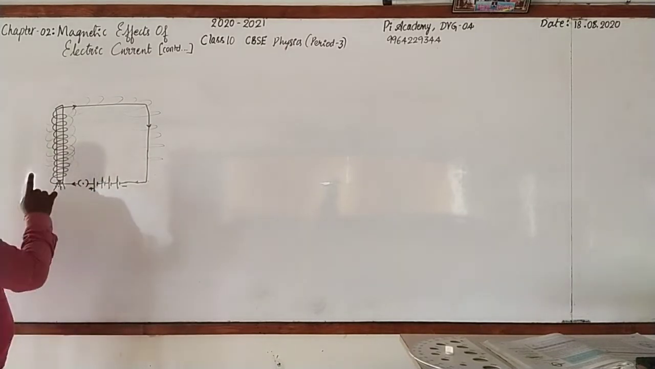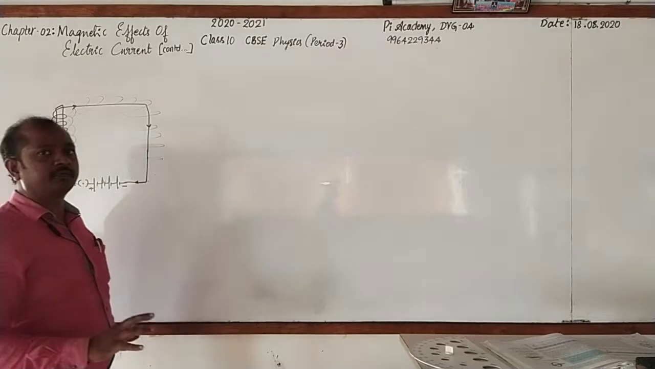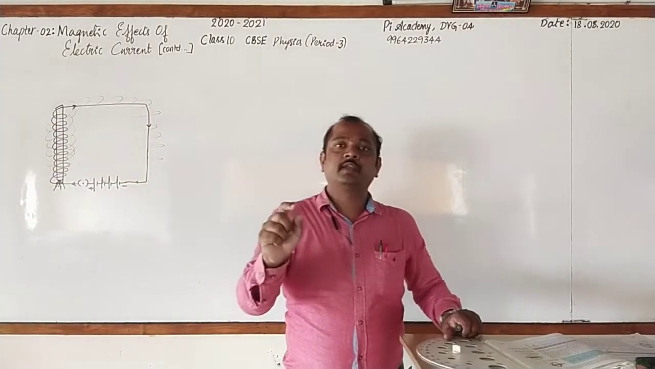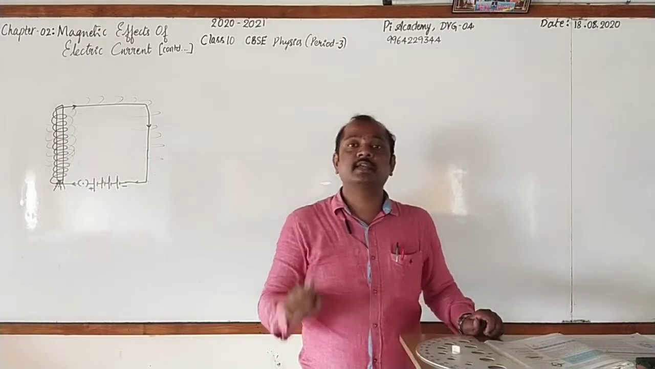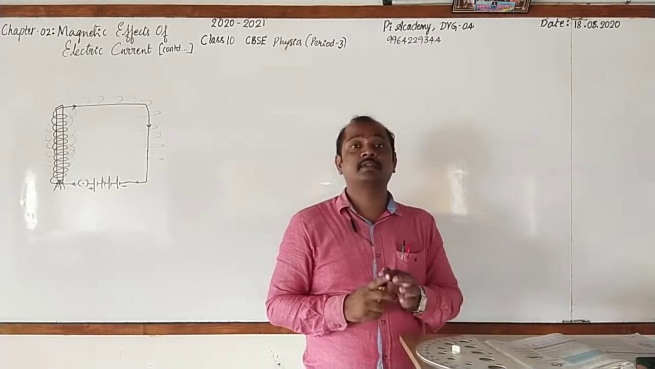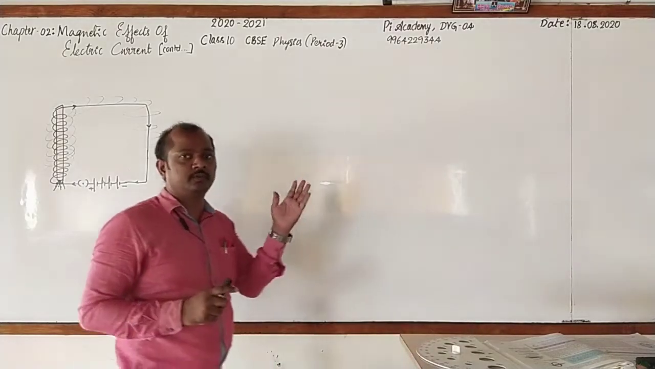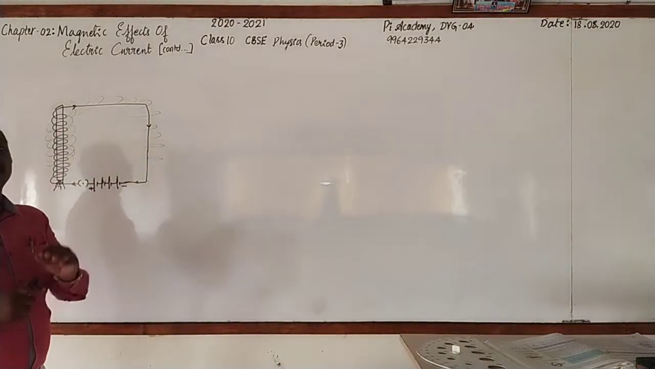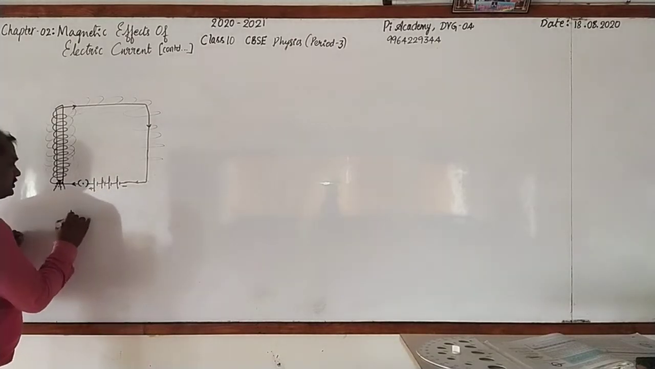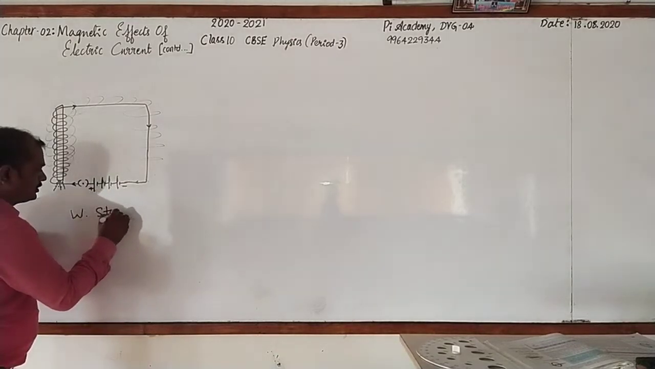Clear? Dear students, now let me tell you the definition of an electromagnet. Very simple. When a soft iron piece is placed inside the solenoid carrying current, it behaves as a magnet as long as the current flows through it. The magnet so obtained is called an electromagnet, and this electromagnet was discovered by W. Sturgeon.